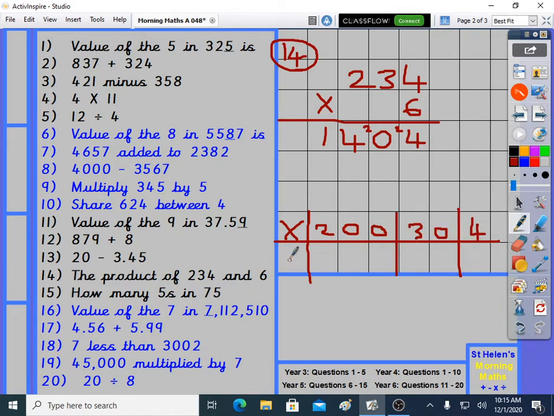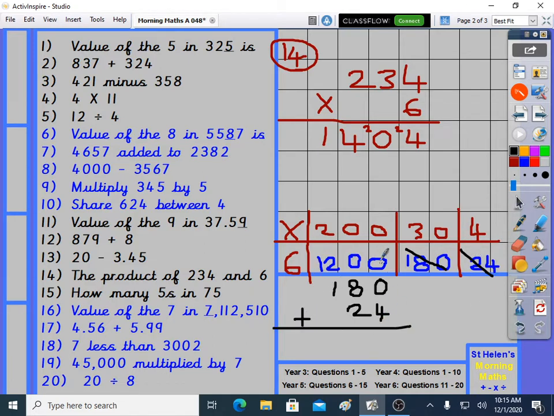234, and that's times by 6. So 6 times 2 is 12, and 2 zeros to place. 6 times 3 is 18, 1 zero to place. 6 times 4 is 24. I think I'll add it up properly, just to make sure. Put the 180 under the 1,200, and I'll put the 24 under here. So I'm adding those two blue numbers onto that blue number, because we have to add our 3 answers together. And we should get 1404.